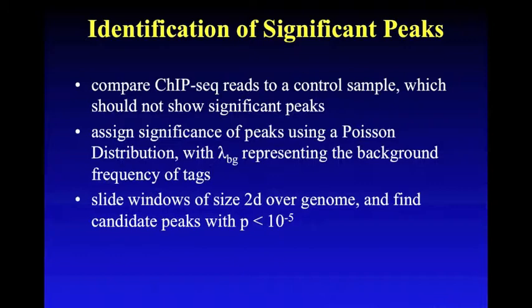Another issue is how to identify significant peaks. This is done by comparing the read distribution to that of a control sample. A Poisson distribution can model the read distribution with the parameter lambda representing the background frequency of tags. A 2D-long window is slid across the genome, and windows significantly enriched in reads over the background, ChIP peaks, are identified.